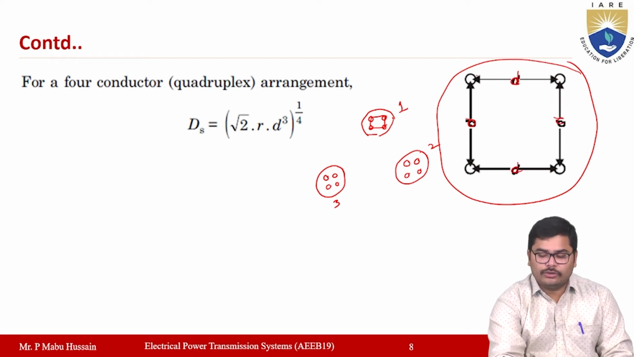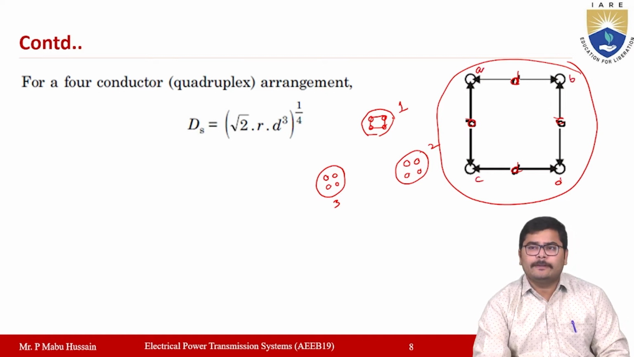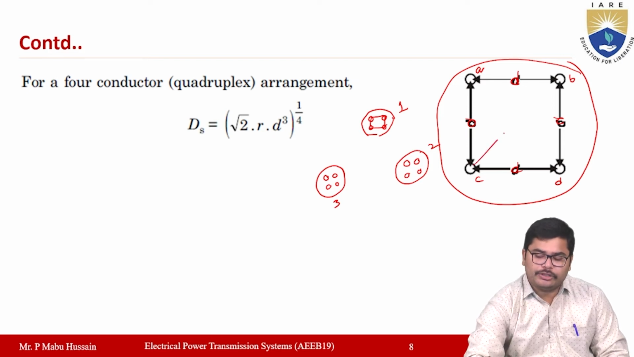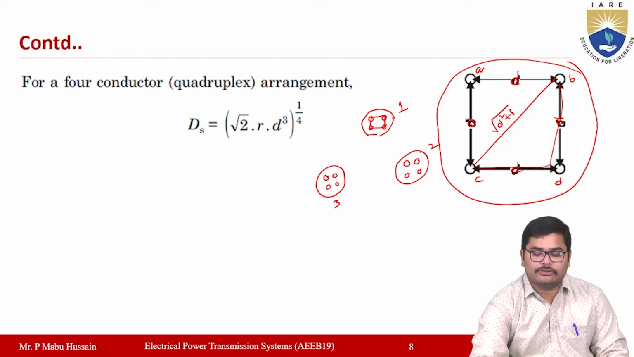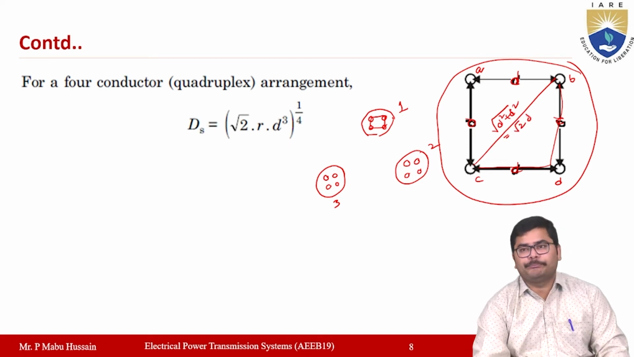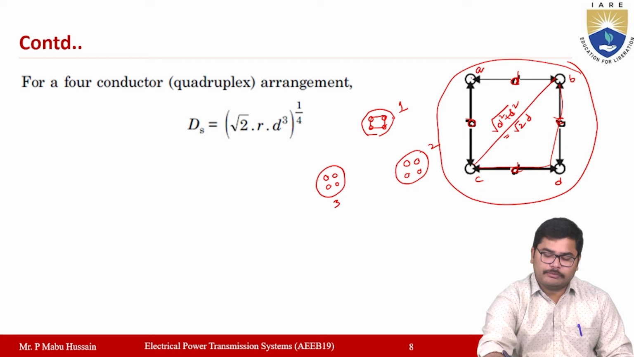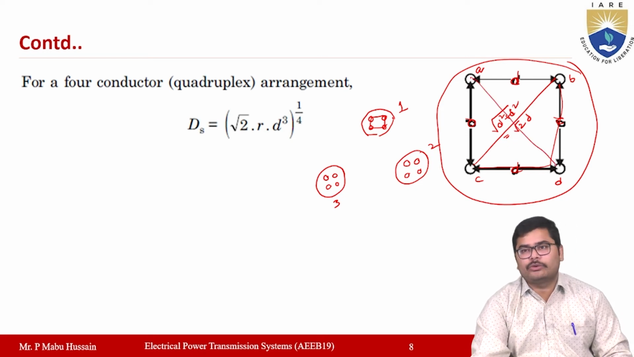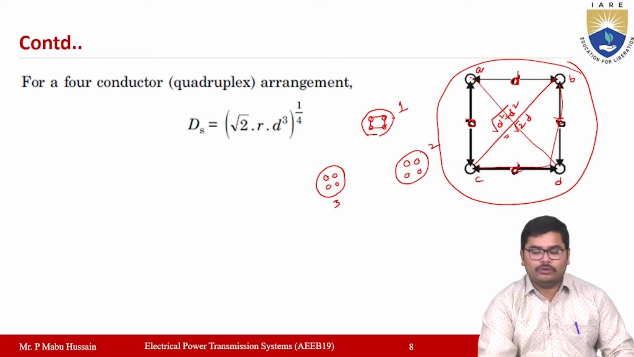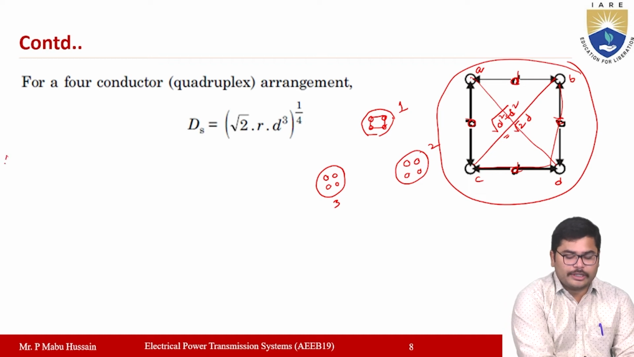Assume that the subconductors are represented A, B, C, D. Now the distance from B to C, if you take this right angle triangle, will be √(d² + d²), which will be equal to √2 × d. The distance from A to D is also the same, √2 × d. So now how can you determine the value of Ds?